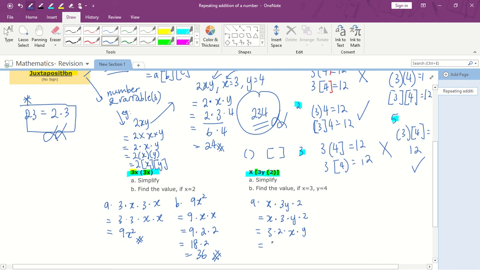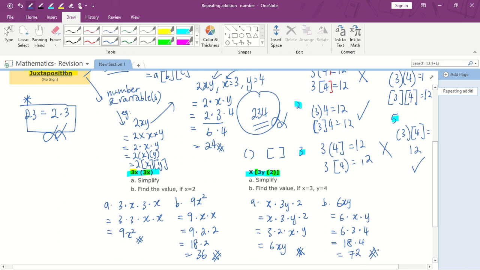So 3 times 2, 6. X times y, yes, xy. We cannot combine it. Then this is done. So B, find the value of 6xy when x is equal to 3, y is equal to 4. So 6 times x times y. So 6 times 3 times 4. So 6 times 3, 18. 18 times 4 is equal to 72.